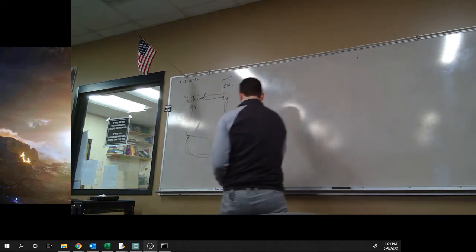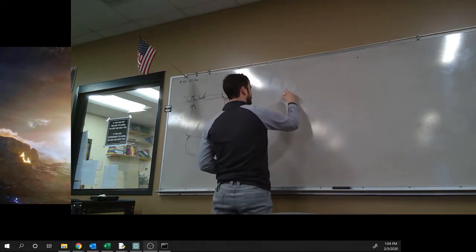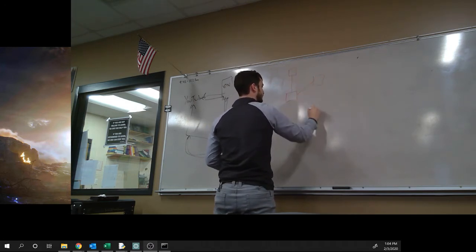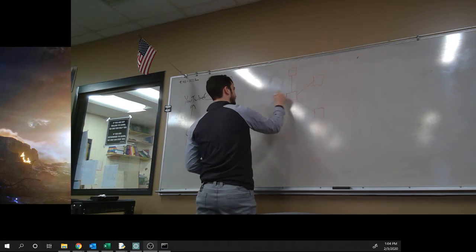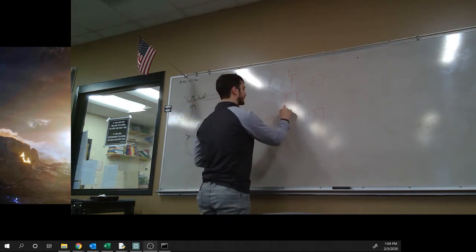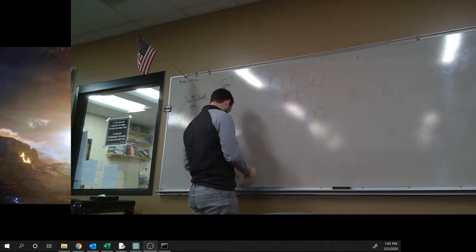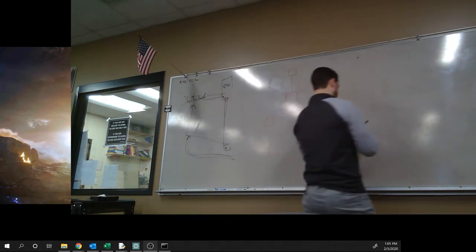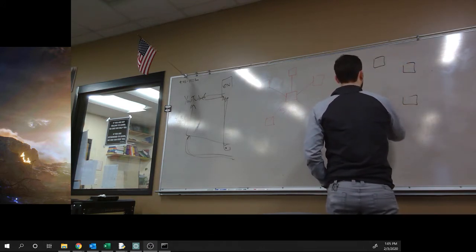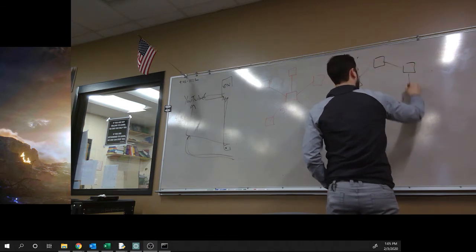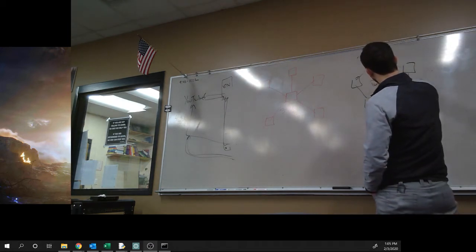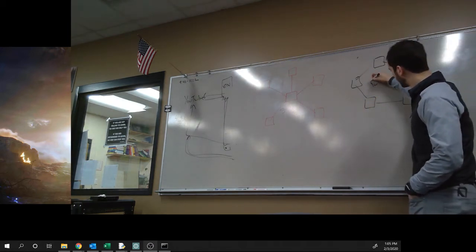Okay, so what is that? Star. I do not like that color. Or ring. It's a ring topology, and then they pass around the token ring.